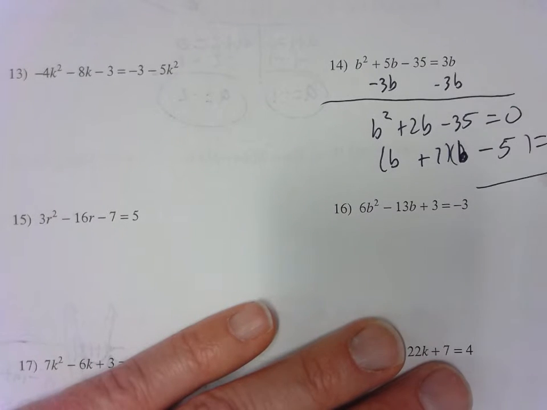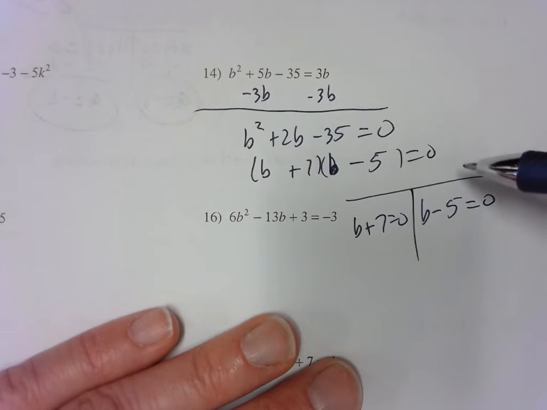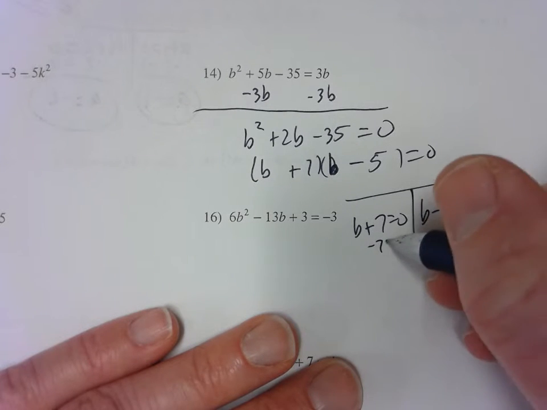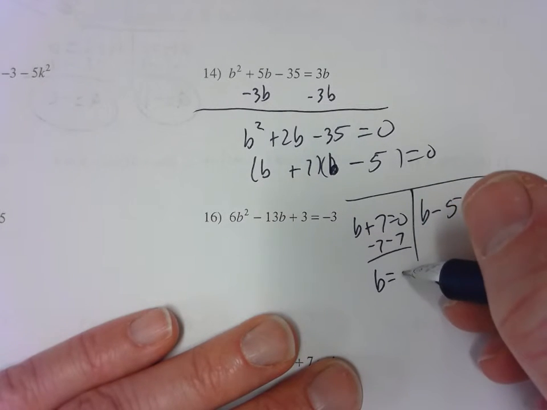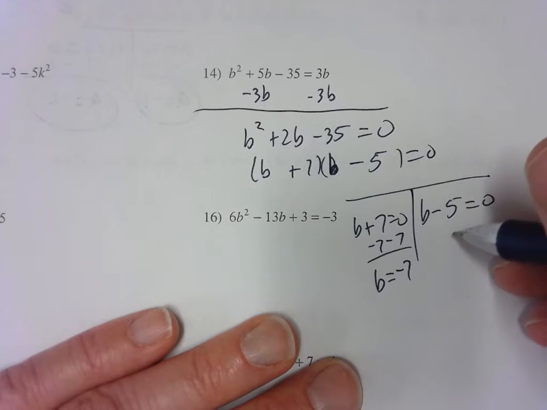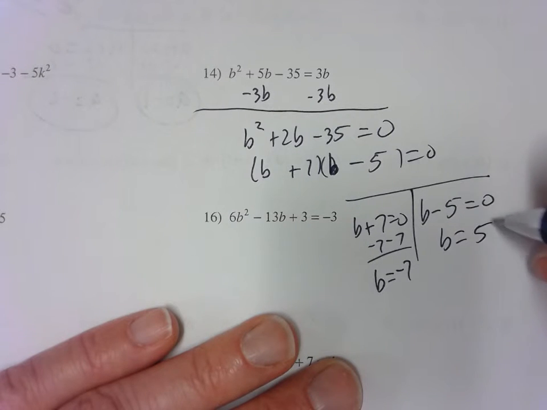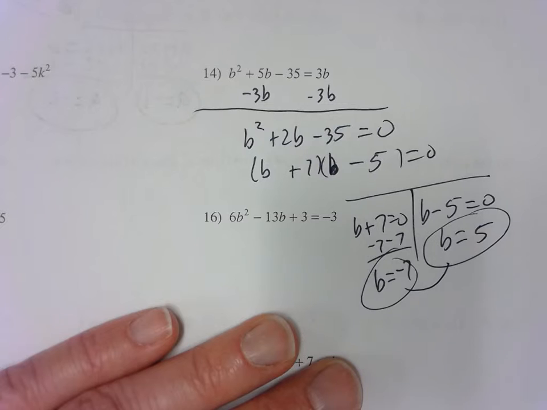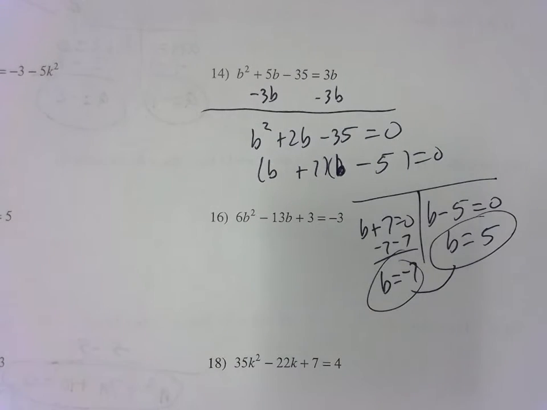And zero product property says that b plus 7 is equal to 0, b minus 5 equals 0. Oh, I went off the screen. b plus 7, b minus 5 equals 0. Subtract the 7 over, b equals negative 7. Add the 5 over, b equals 5. And those are the two answers. All right, let me pause it here and see which ones we're going to eliminate.